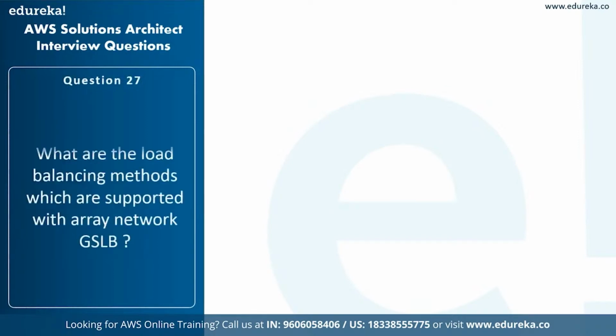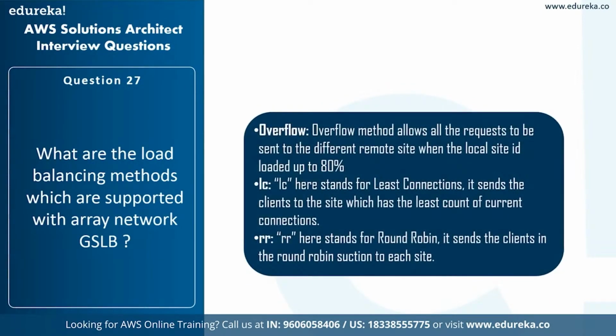Moving on, the next question is, what are those load balancing methods which are supported with Array Network GSLB? Now there are different methods of the global server load balancing that are supported by the Array appliance. So we have three methods. First is the overflow, then we have LC and RR. Now for overflow, this method allows all the requests to be sent to a different remote site when the local site is loaded up to 80%.